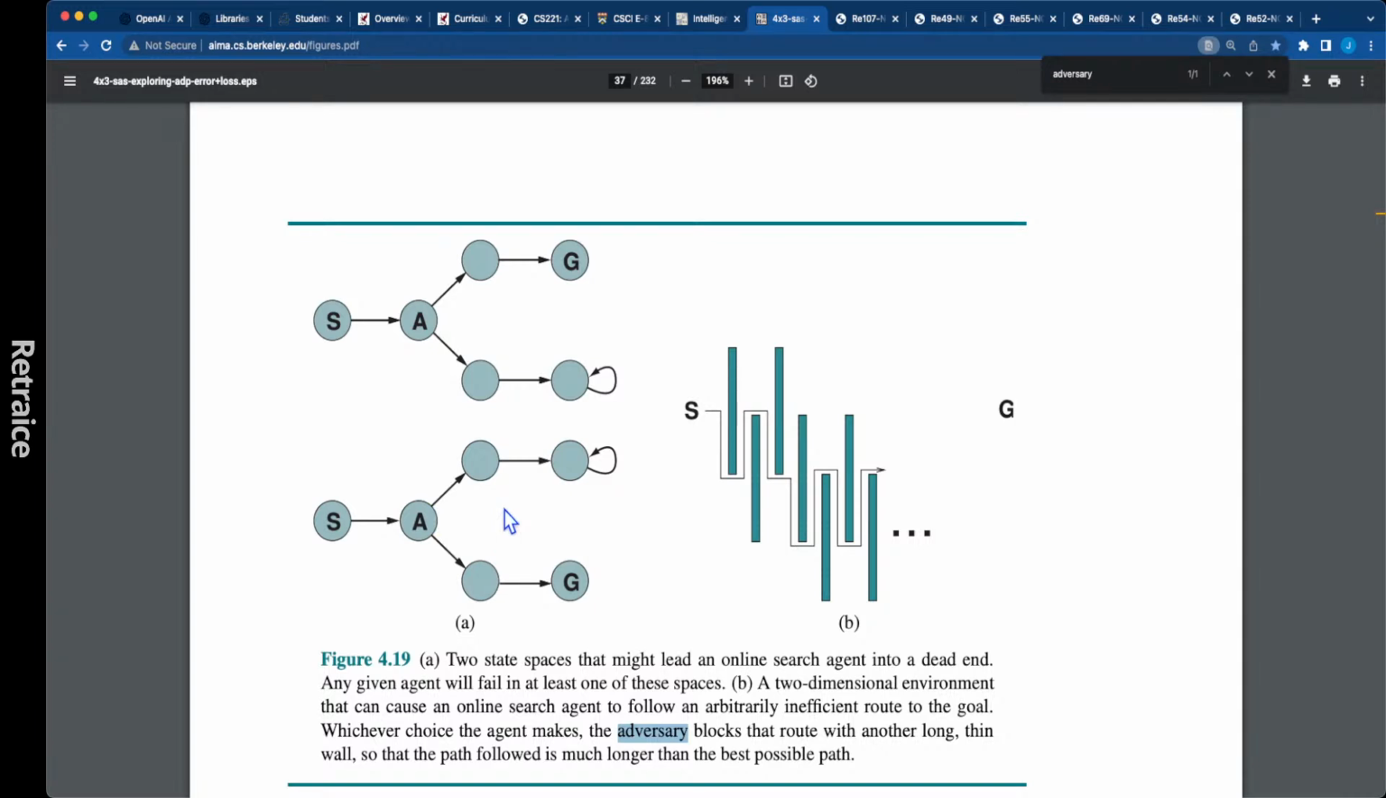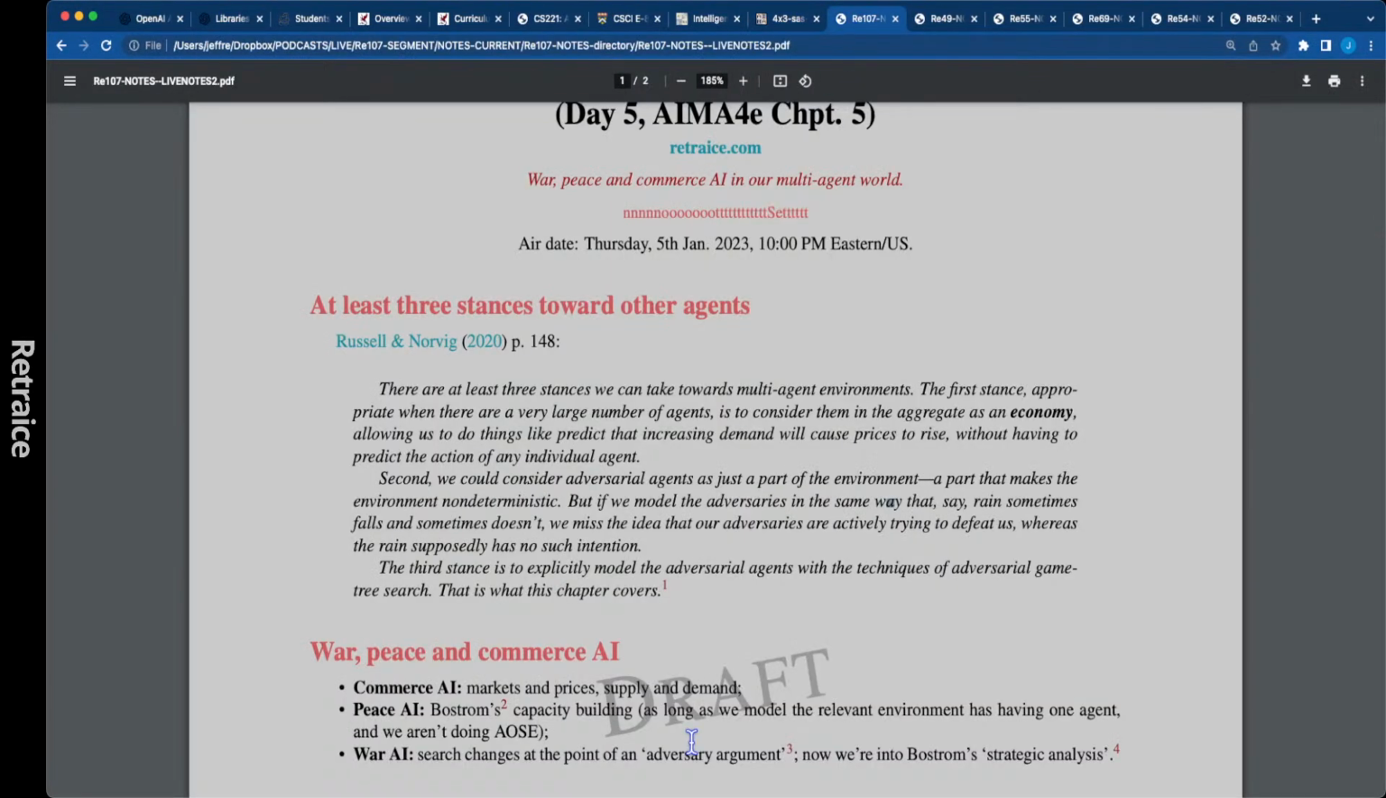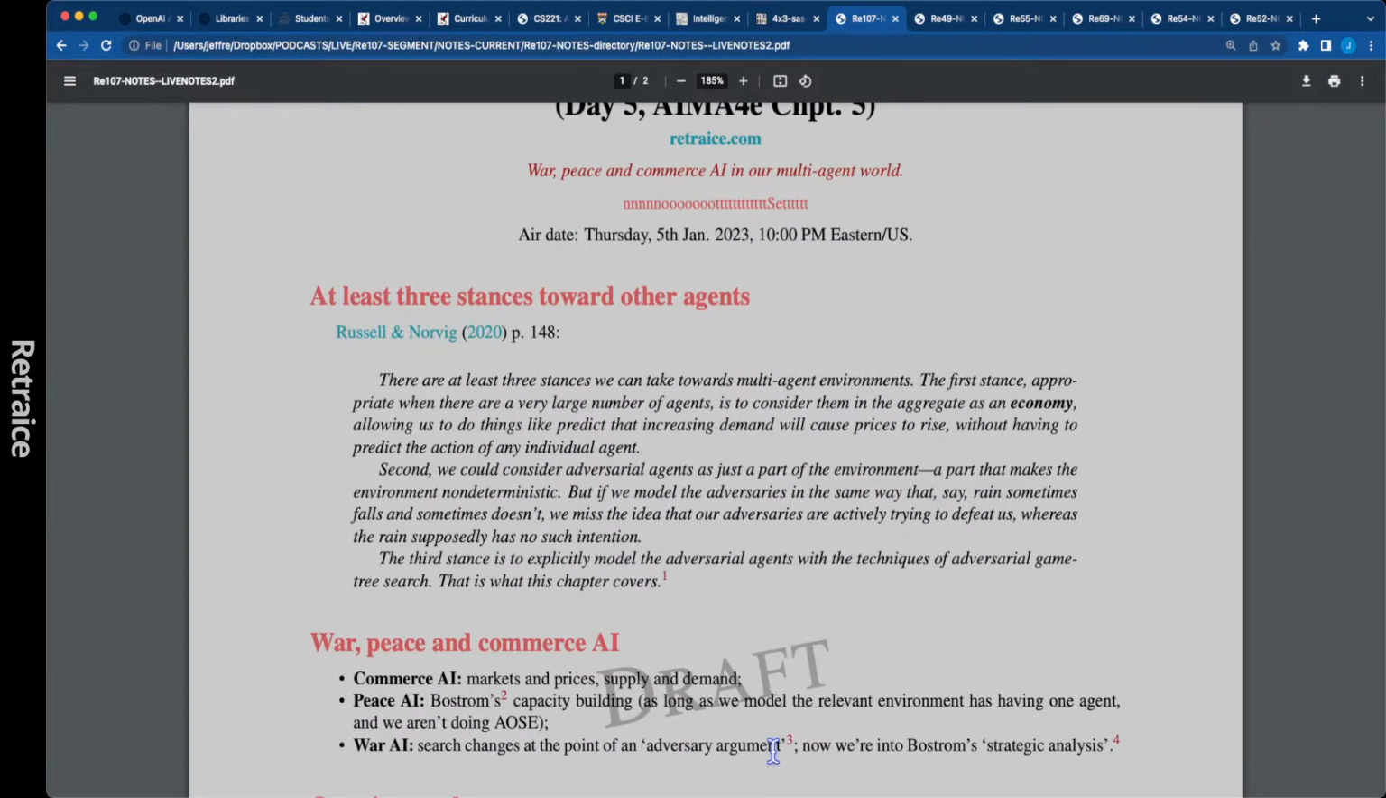This is actually not in Chapter 5. This is in Chapter 4. That's why we talked about it yesterday. But the game changes when you have adversary arguments. It becomes a game, but not in the technical sense of game. I mean, just in the colloquial sense, this is different. This is a different feeling. That's war AI. Let's call that war AI. When there's an adversary argument, I'm not sure about this, but I don't think there has to be an actual adversary. You just have to be in an environment where there could be one, which might be all environments.